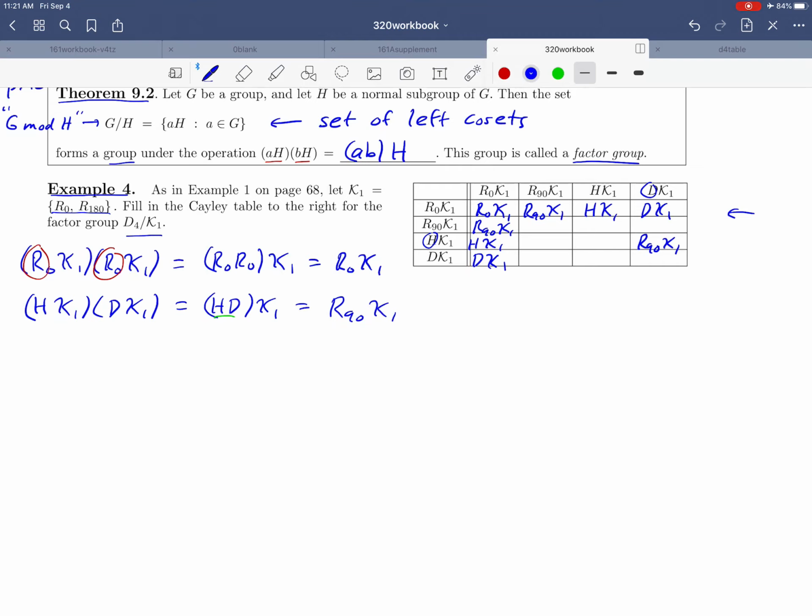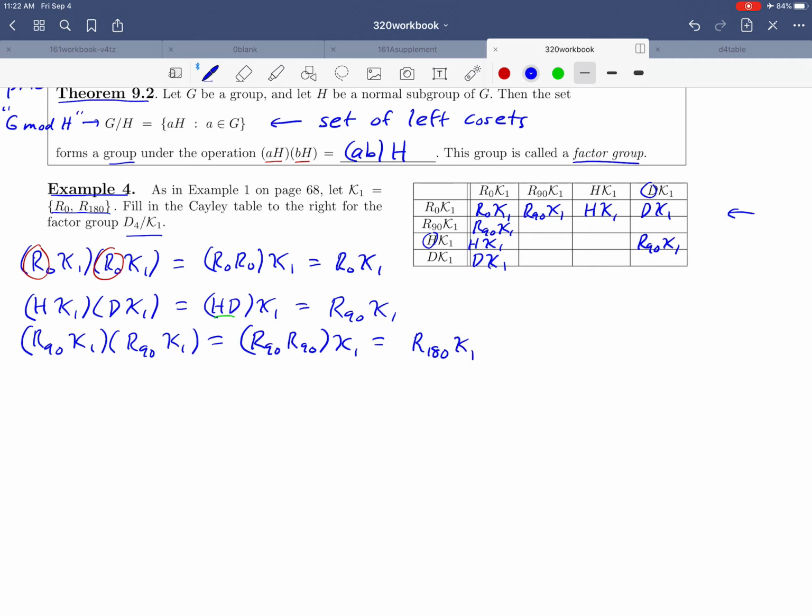Okay, and the idea is just to keep doing that. Let's do another calculation together. What if we took the coset R90K1 times itself? Okay, well, by definition, the new coset would be R90 times itself times K1. And if you multiply a 90-degree rotation by itself, you're going to get a 180-degree rotation.